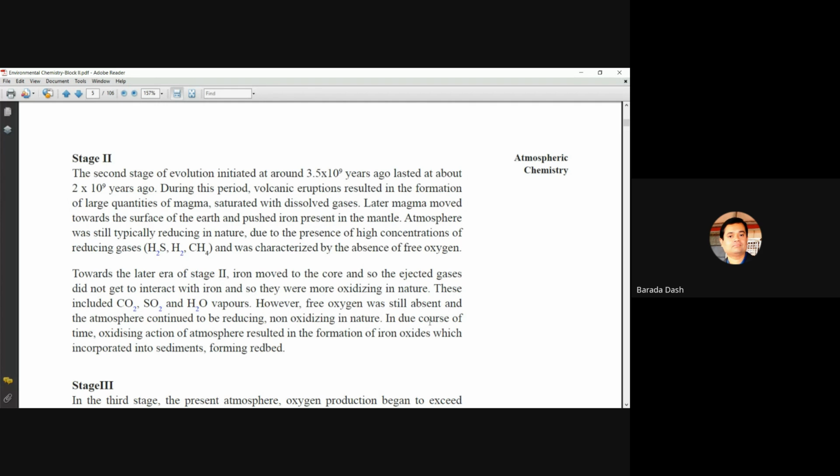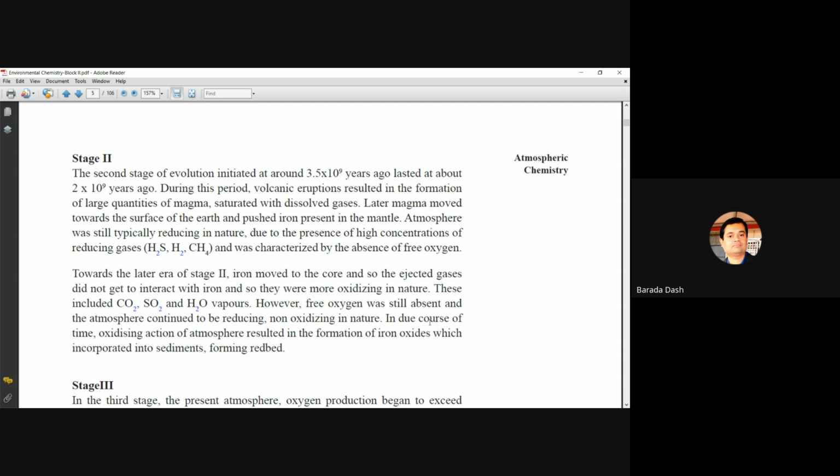Now the earth is a lot cooler, but earlier the earth was not that cool. The earth was a very hot body, and its interior was also very hot. Due to that, there were so many volcanic eruptions occurring all around the earth. Large quantities of magma means the molten substances coming out during volcanic eruption, saturated with dissolved gases.